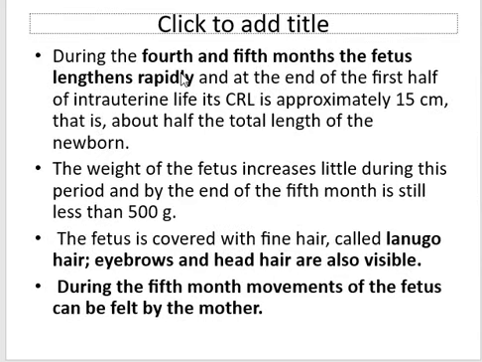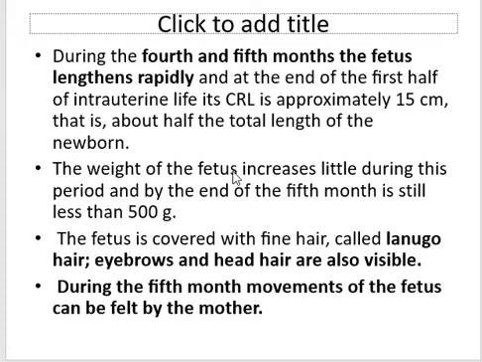During the fourth and fifth months, the fetus lengthens rapidly, and at the end of the first half of intrauterine life, its crown heel length is approximately 15 centimeters. Fourth and fifth months, what occurs? The fetus lengthens rapidly, and crown heel length is approximately 15 centimeters. That is about half the total length of the newborn. At the age of the fifth month, length is approximately 15 centimeters, which is half of the total length of the newborn.